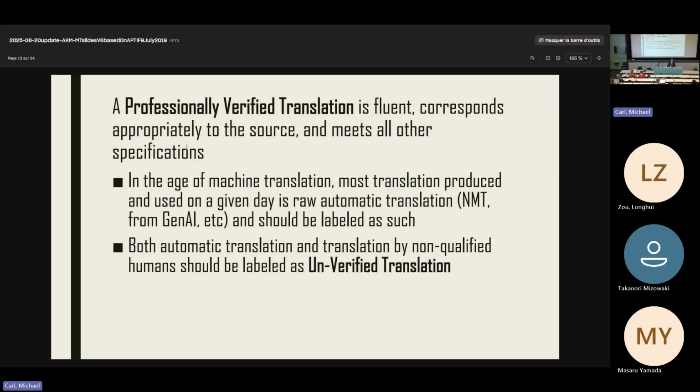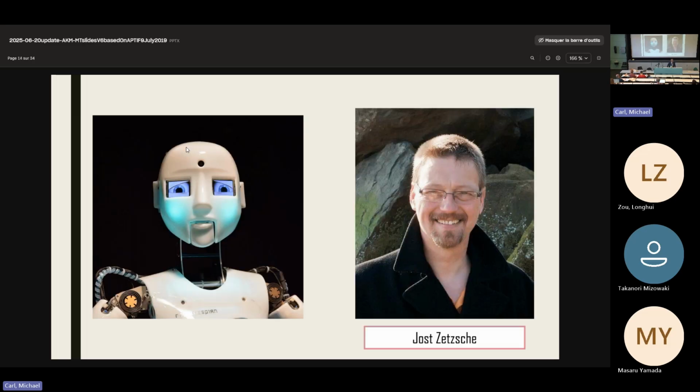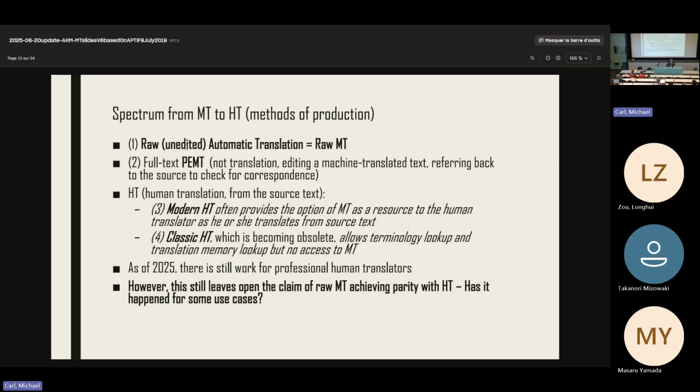So, oh yes, only a few minutes. I've got to hurry up. Okay. So here we have raw automatic translation, and one of my favorite professional translators, Joost Zetsche. And so we've got the spectrum, which is pretty much covered already by what I went over, between raw automatic translation, which we will call raw MT, and full human translation.